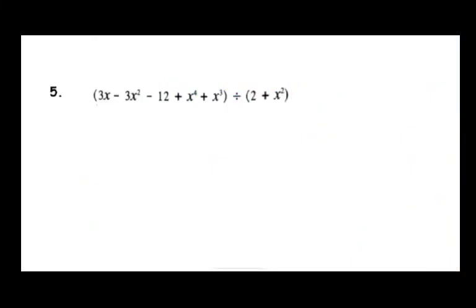Let's look at the next sum, children. Quite tricky. This is not arranged. Let's see what we need to do first. As per the degree, let's arrange the expression. So the highest degree is x raised to 4. Then comes plus x cube, then comes minus 3x square, then comes plus 3x, and then minus 12.